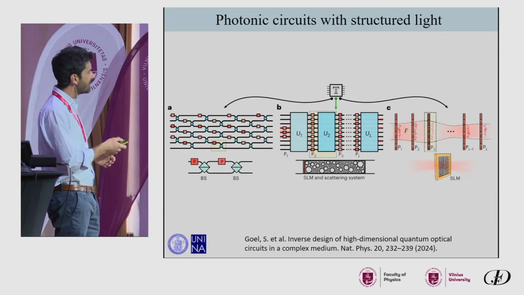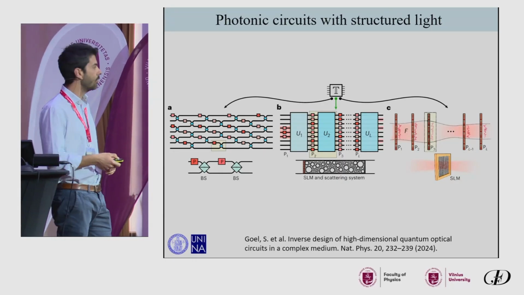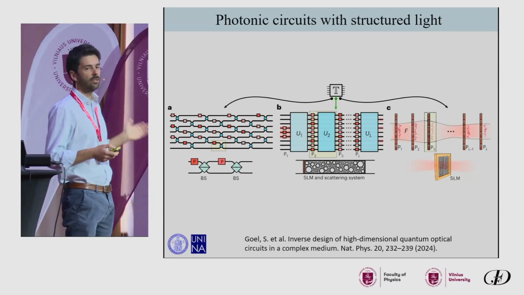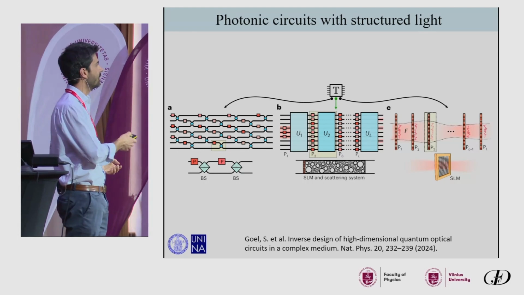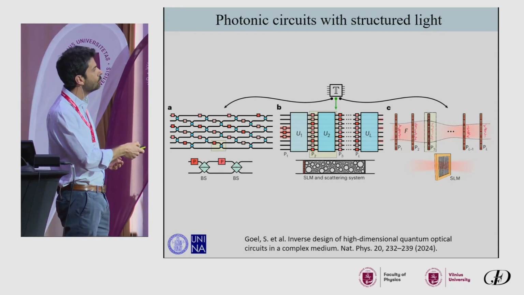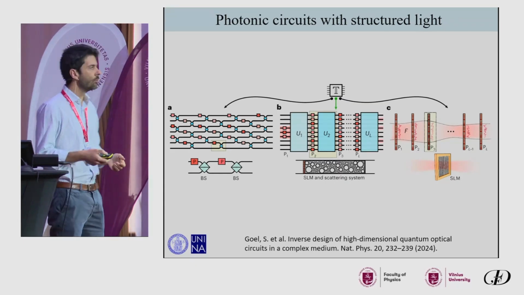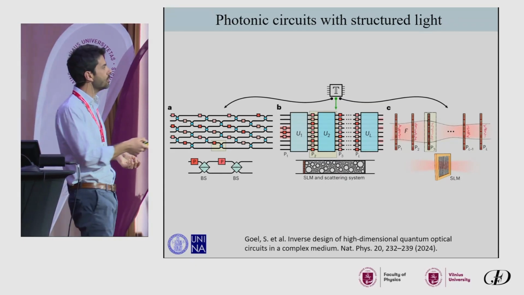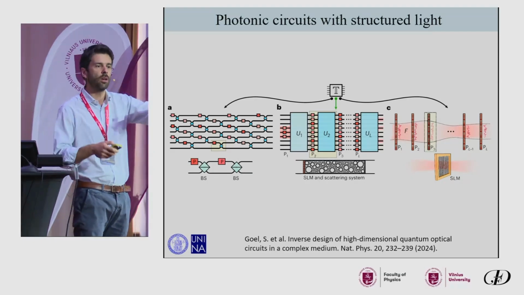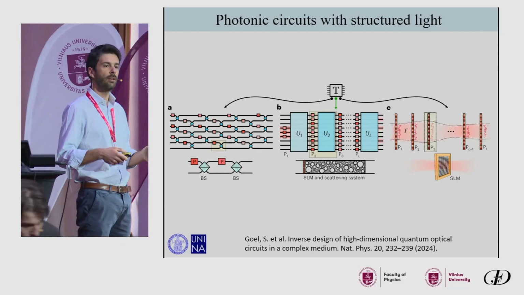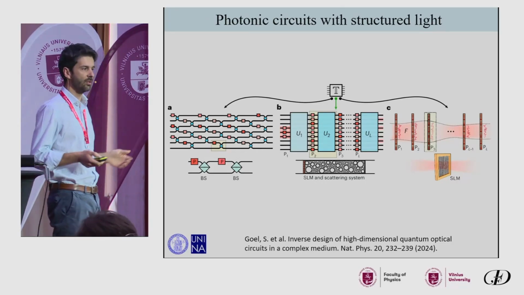This is a very nice picture from a paper by Mehul Malik's group in 2024. On the left, you find the standard approach, where the unitary is built from beam splitters and phase shifters. But there are at least these other 2 ways. The one to the right, also introduced in the first talk, is MPLC, multiplane light conversion. You have different planes where you do just phase manipulation, and if you combine this with diffraction, you can implement any unitary operation on spatial modes.